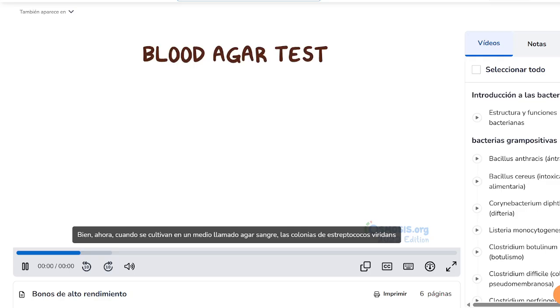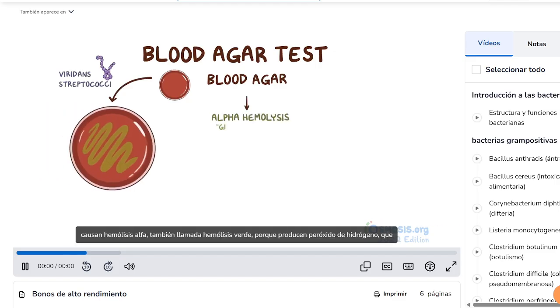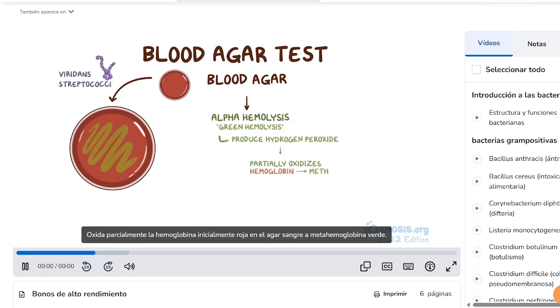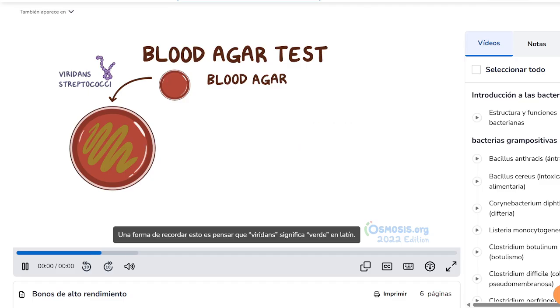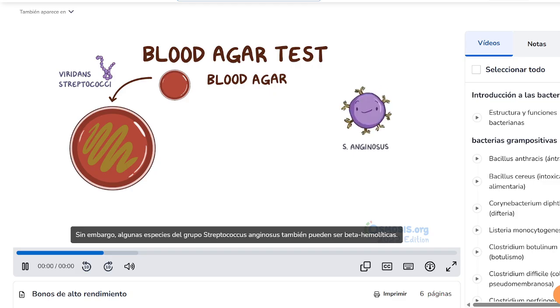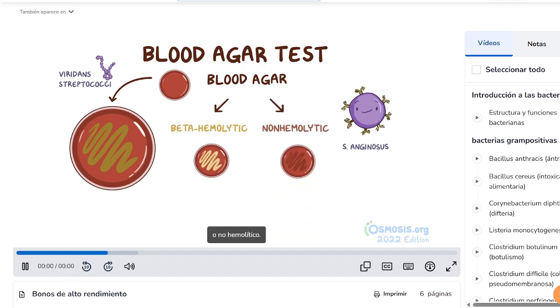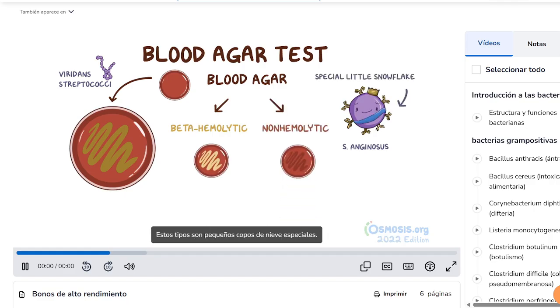Okay. Now, when cultivated on a medium called blood agar, viridans streptococci colonies cause alpha hemolysis, also called green hemolysis, because they produce hydrogen peroxide, which partially oxidizes initially red hemoglobin in the blood agar to green methemoglobin. One way to remember this is to think that viridans means green in Latin. Some species in the Streptococcus anginosus group, however, can also be beta hemolytic or non-hemolytic. These guys are special little snowflakes.